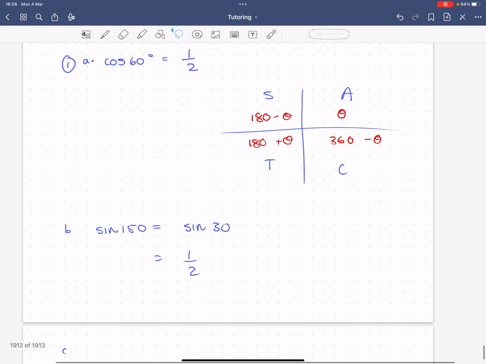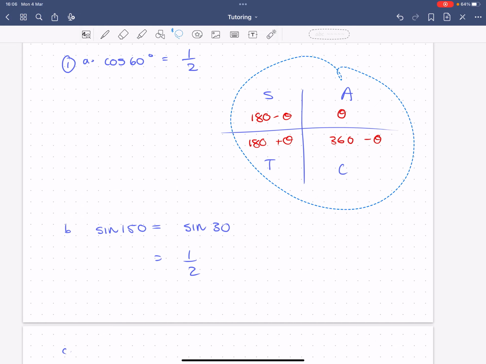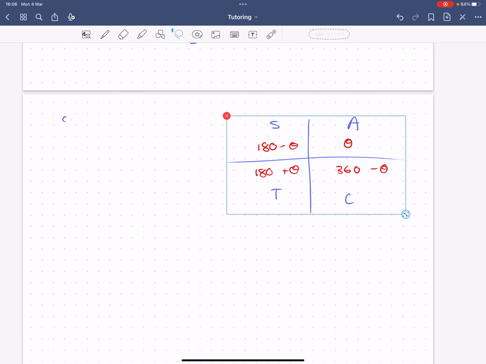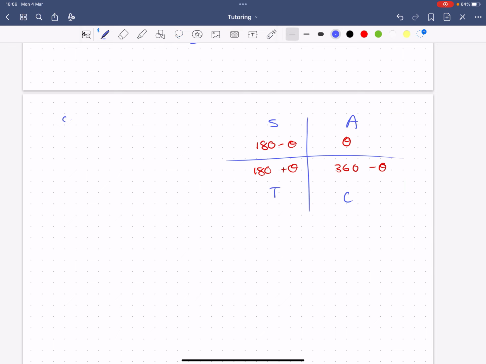Example number 3, I'm going to copy this and bring it back down. Example number 3, we're going to look at tan of 135. Well, we're trying to think, okay, what is my related acute angle? We don't like having obtuse answers or reflex angles. So we're going to ask ourselves, what quadrant is 135 degrees in? And that answer is the second quadrant again. The second quadrant is our 180 minus theta quadrant.